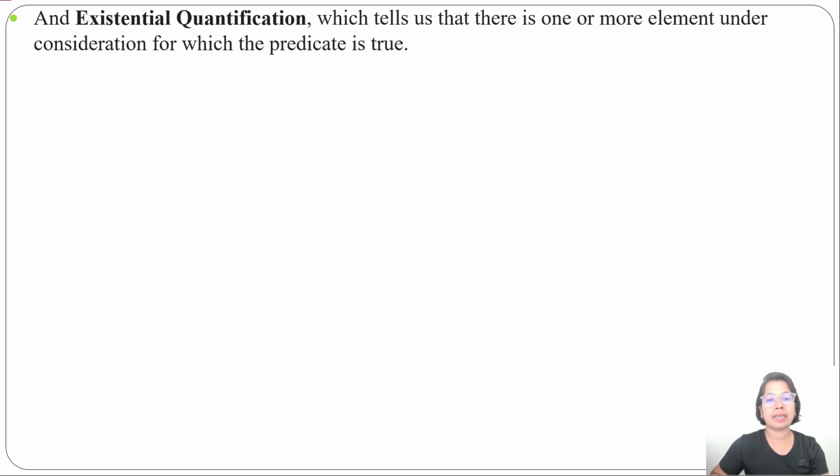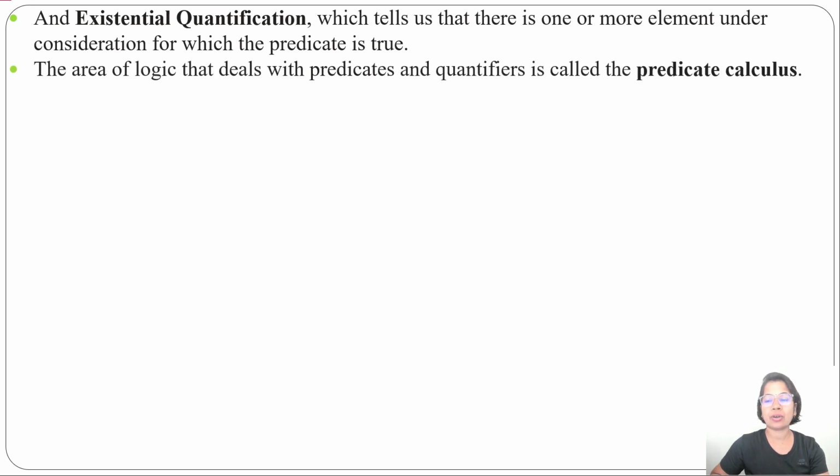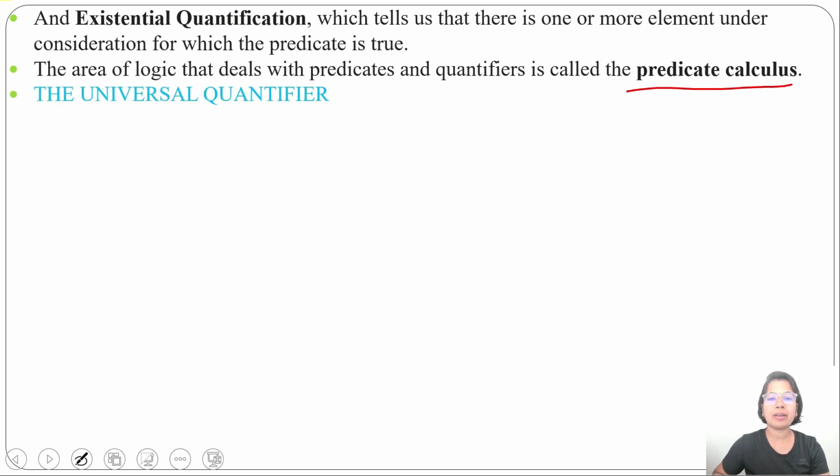And the area of logic that deals with predicates and quantifiers is called predicate calculus. I already discussed propositional calculus that deals with propositions, and predicate calculus deals with predicates and quantifiers. In the next lecture, I will discuss details about the universal quantifier. In today's lecture, I just introduced what is a predicate and what is a quantifier. A predicate is used to describe statements involving variables, and a quantifier assigns some range. There are two types of quantifier. One is the universal quantifier, that is for all, and the existential quantifier, that is for some or for few.